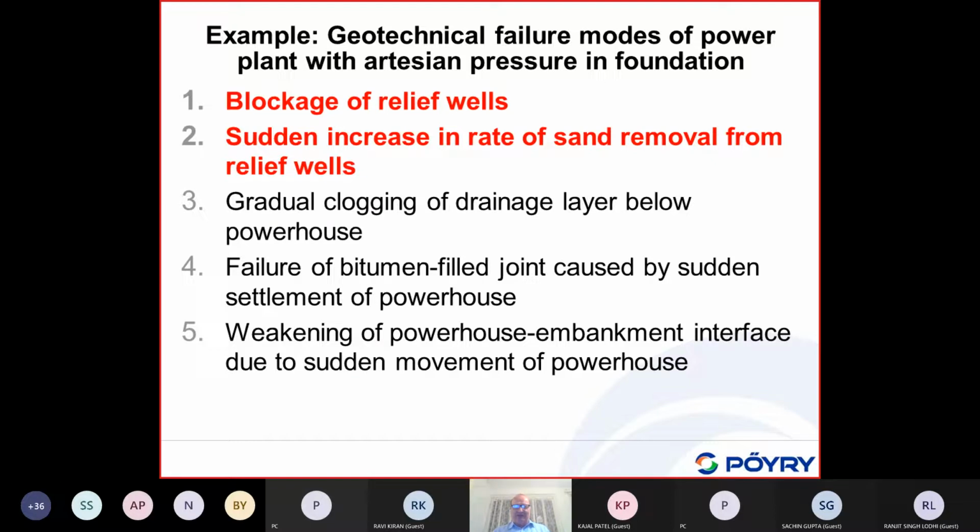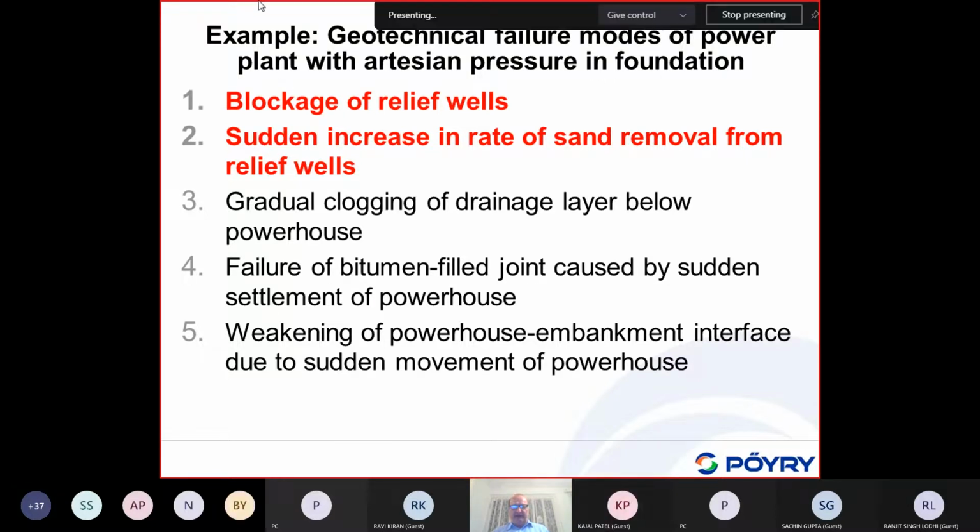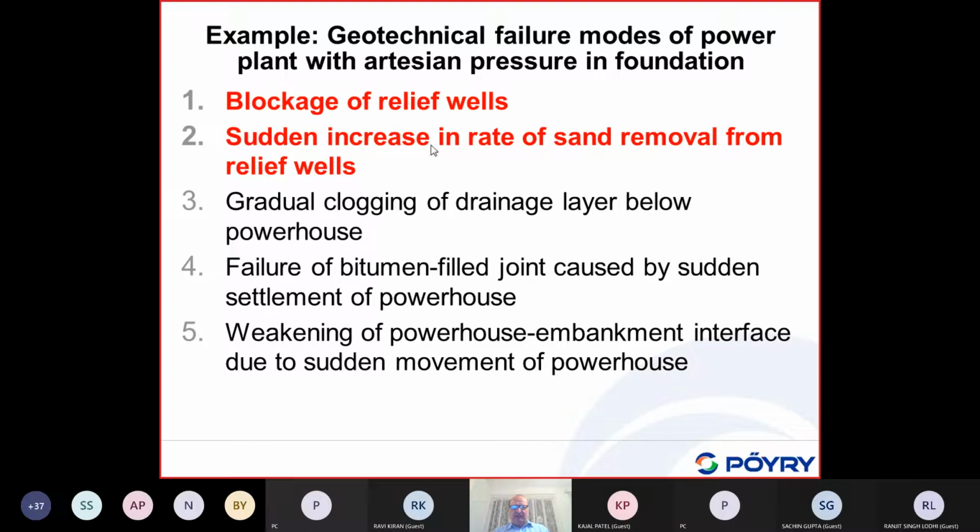And some people, making pessimistic assumptions, have seen this power plant already floating down the river. Okay, it's a little exaggerated. Okay, and there are also some problems with internal erosion, item number 2, because it's a sandy material and it has been weathered. So there is some removal of sand in the foundation into the relief wells, which is basically similar to internal erosion.